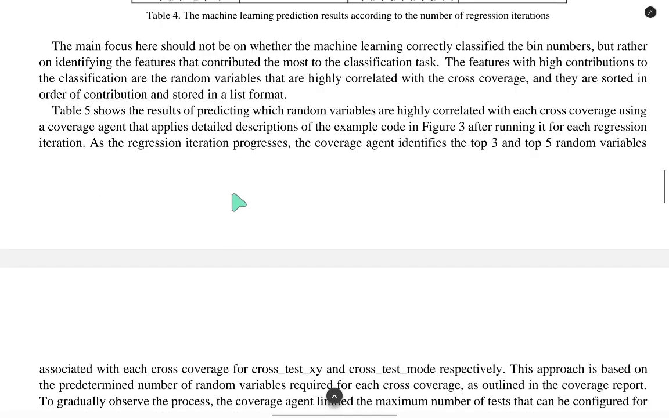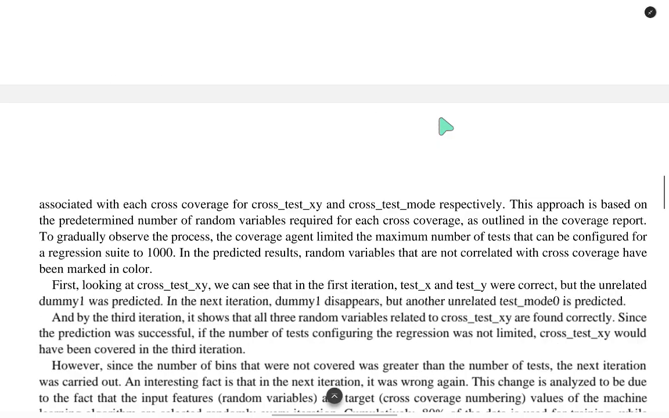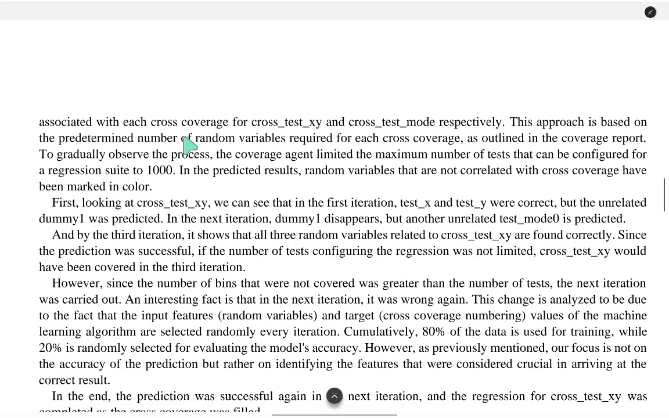As the regression iteration progresses, the coverage agent identifies the top 3 and the top 5 random variables associated with each cross coverage, cross_test_XY and cross_test_mode respectively. This approach is based on the predetermined number of random variables required for each cross coverage as outlined in the coverage report. To gradually observe the process, the coverage agent limited the maximum number of tests that can be configured for a regression suite to 1000. In the predicted result, random variables that are correlated with the cross coverage have been marked in color.